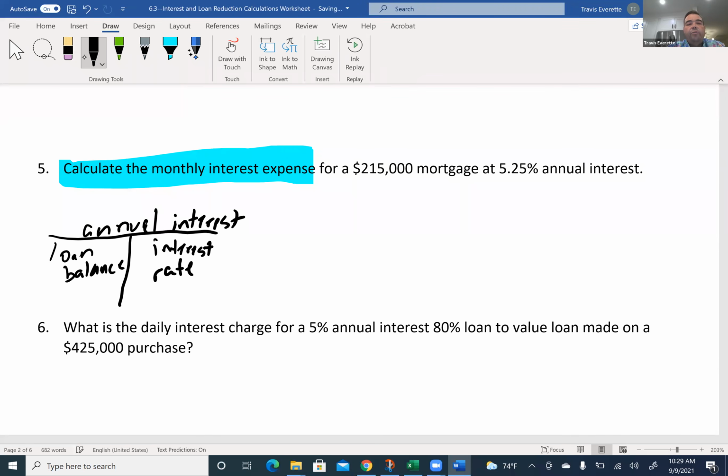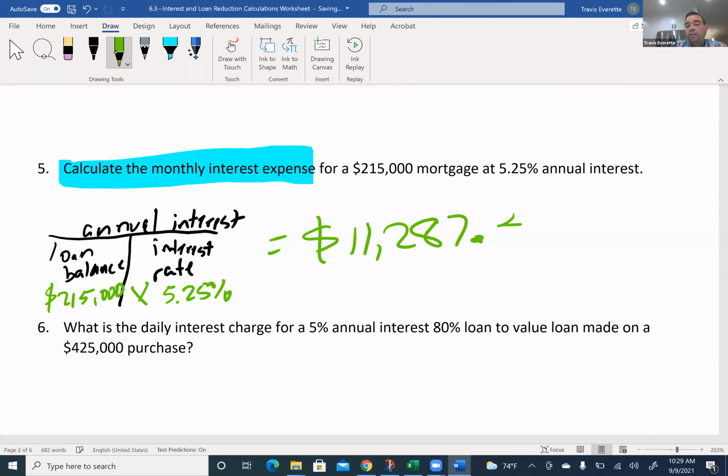So let's see what they gave us. They gave us a $215,000 loan balance. They gave us a 5.25% annual interest rate. We've got two things filled in the T-bar. They're side by side. It's time to do some multiplication. So 215,000 times 5.25% equals $11,287.50 for annual interest.